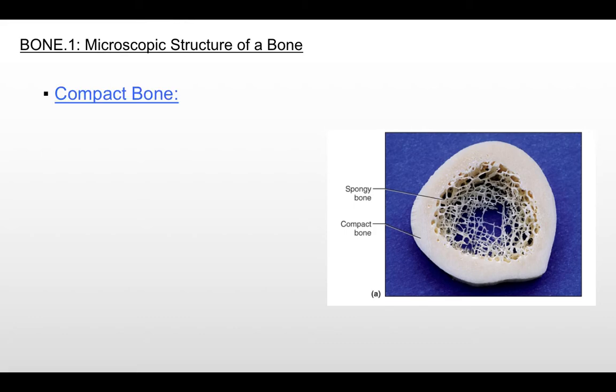Here's a transverse cut of a long bone. So we can see that medullary cavity in the middle where there's a big hole. We have layers of spongy bone surrounded by then layers of compact bone.